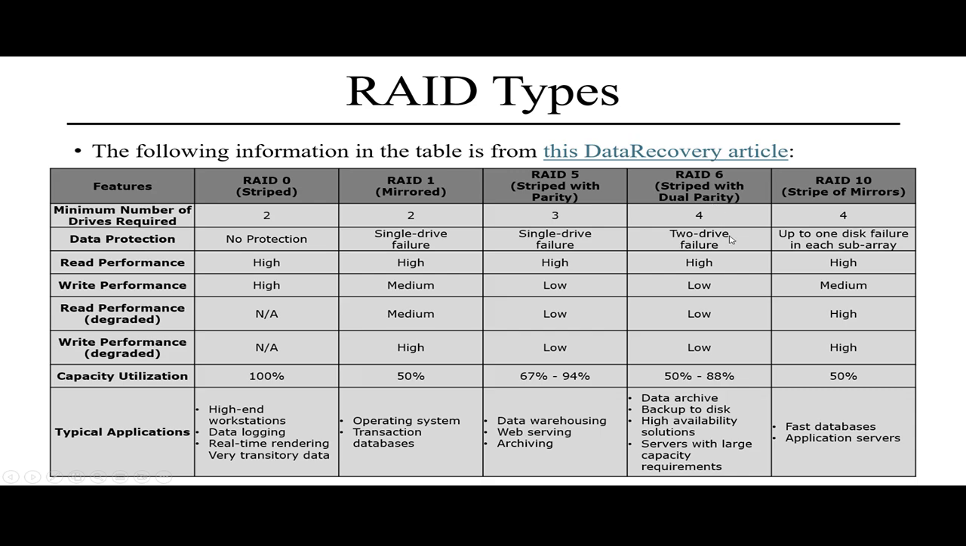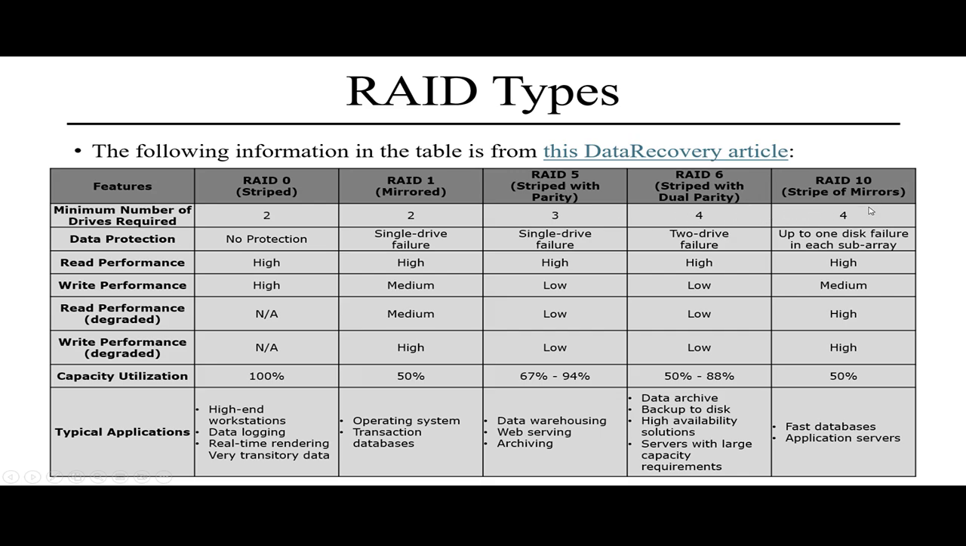RAID 6, striped with dual parity, is basically the same as RAID 5, but allows for two disks to fail and you can still recover data. Typically, RAID 6 is reserved for servers with large capacity requirements that need to be highly available. It's good for data archiving and backups. One issue with it, though, is that it requires more disks than RAID 5. You're going to need at least 4.